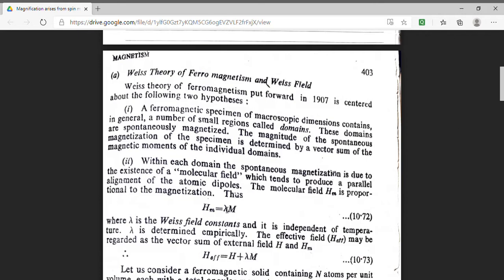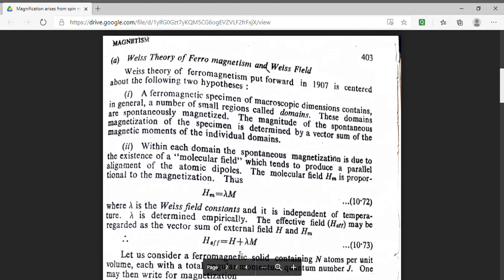So, when we have to find the effective field, this effective field will be the sum of the external field and the molecular field Hm. That is, H effective is equal to H plus lambda M. So, these are the two basic hypotheses on which Weiss theory of ferromagnetism is based.